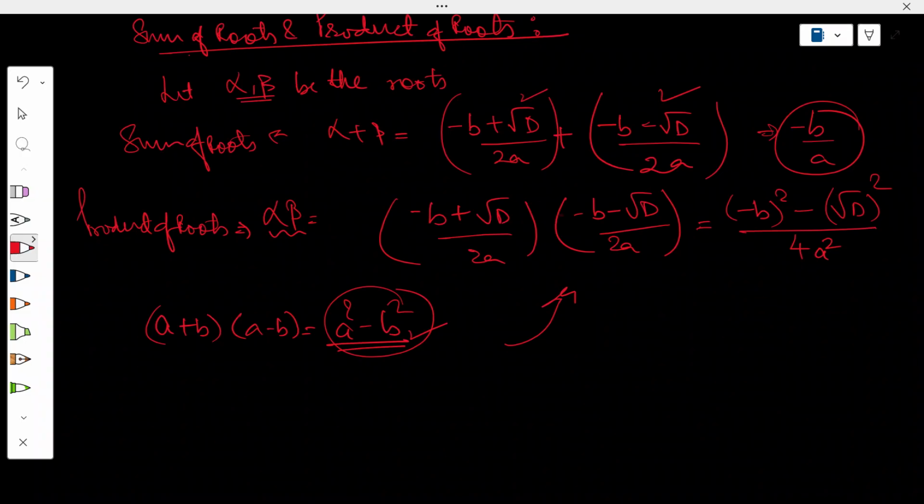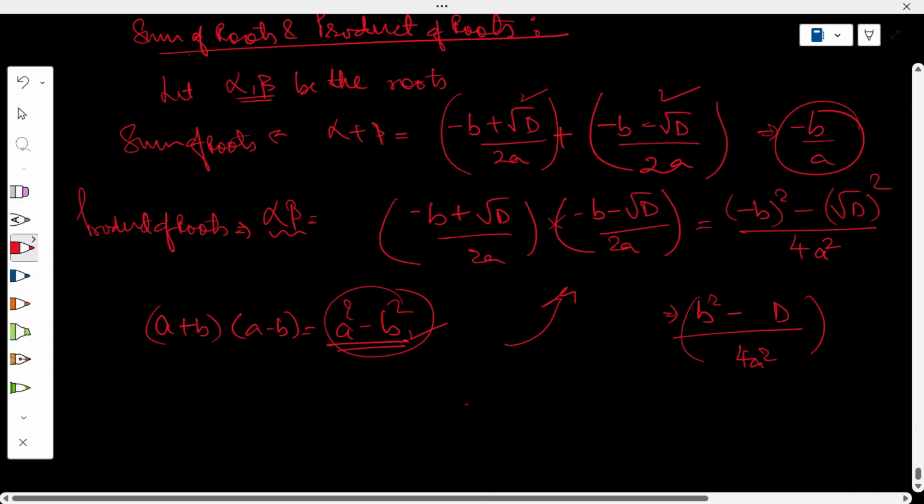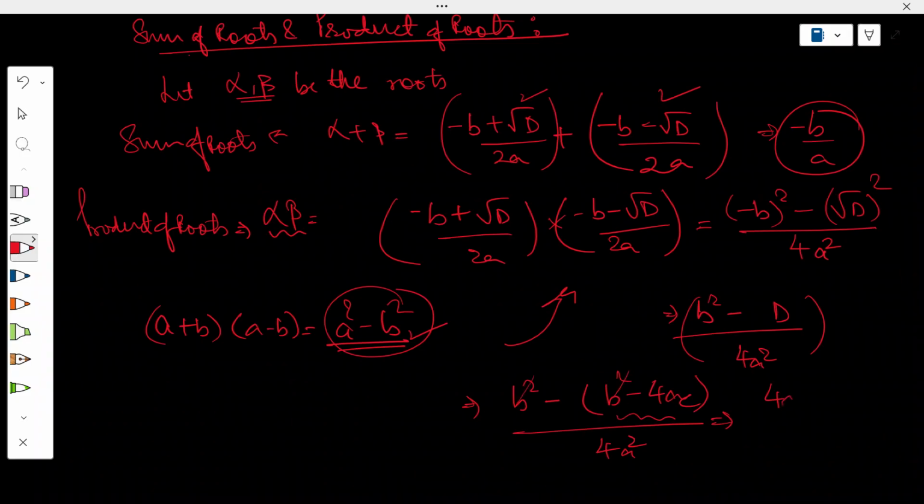We basically are multiplying these two. Then this translates to b square minus d divided by 4a square. But the value of d itself is b square minus 4ac, and so we are putting in the value of d. This cancels out b square, and we have 4ac divided by 4a square, of which the 4 cancels, a cancels, and this translates to c by a.